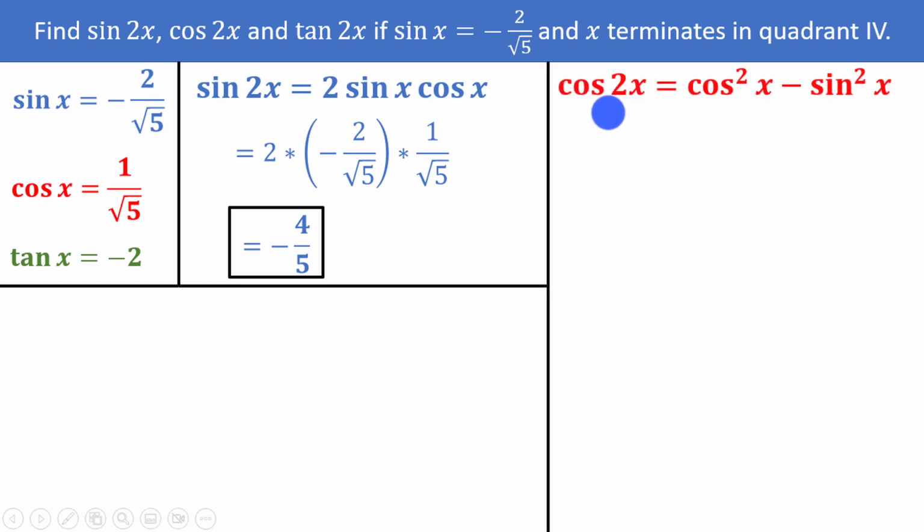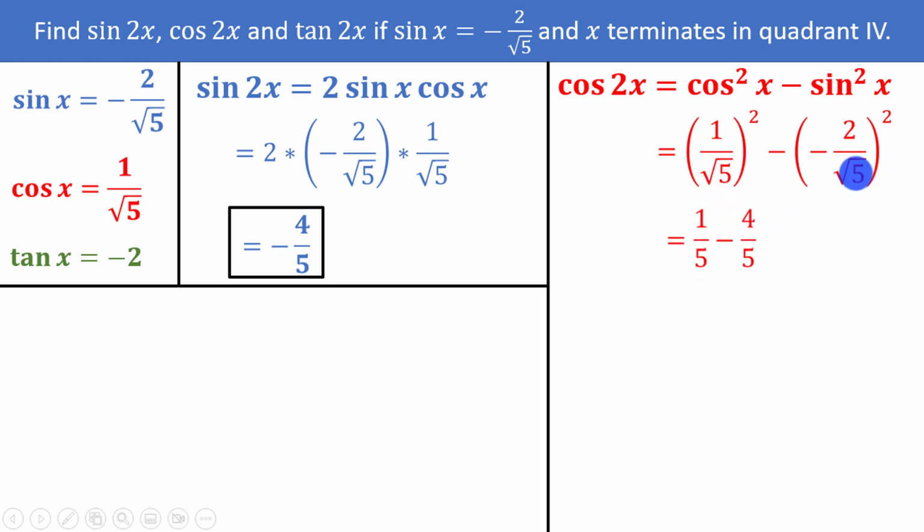One of those three is that cosine of 2x is equal to cosine squared of x minus sine squared of x. Cosine of x is equal to 1 over the square root of 5, so cosine squared of x is 1 over the square root of 5 squared. Sine of x is negative 2 over the square root of 5, so sine squared of x is negative 2 over the square root of 5 squared. Squaring the first term, we have 1 over 5. Squaring the second term, we have 4 over 5. We still have the minus sign in the middle, so we have 1 over 5 minus 4 over 5. 1 minus 4 is negative 3, so we have negative 3 over 5 for cosine of 2x.